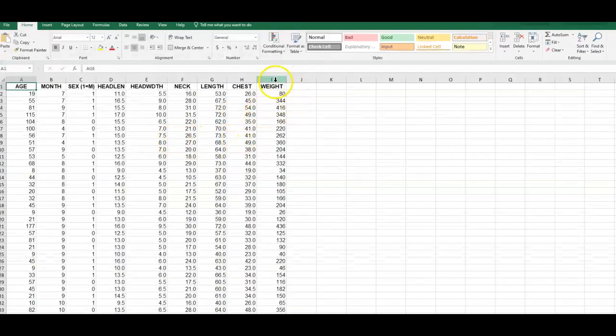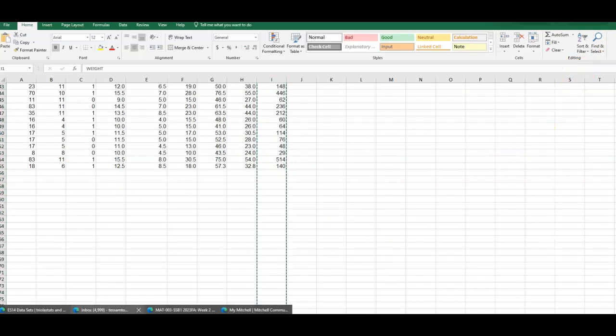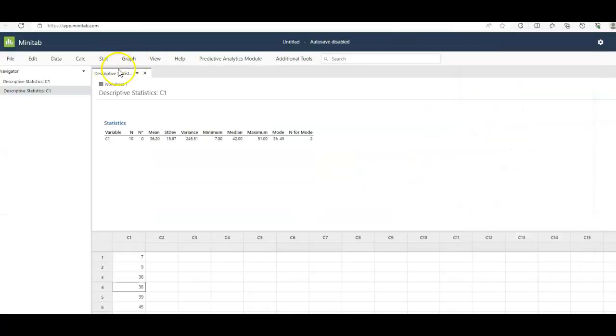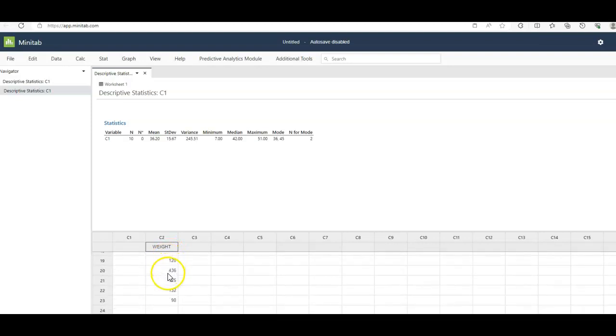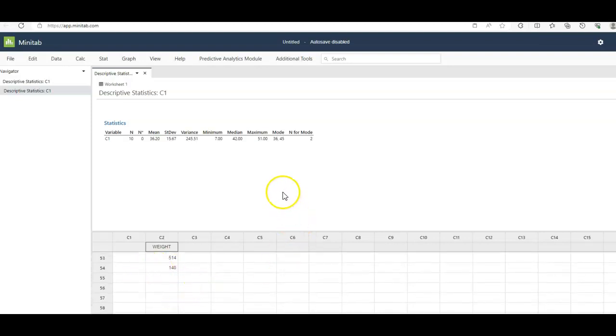Let's say I want to copy the weight column. You can see there's quite a few entries here. I'm just going to copy this. Go to Minitab and paste. And you can see that if I keep scrolling, you're going to see all of my data values there.